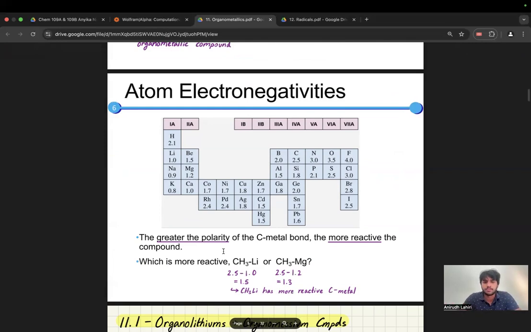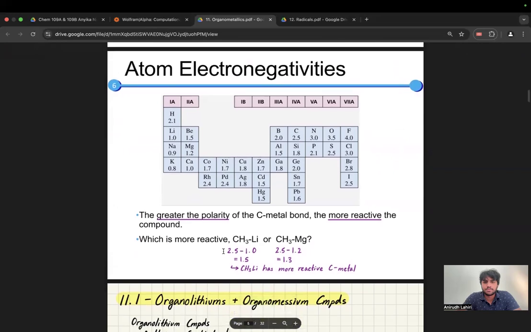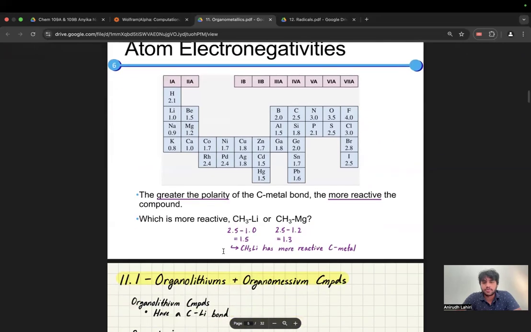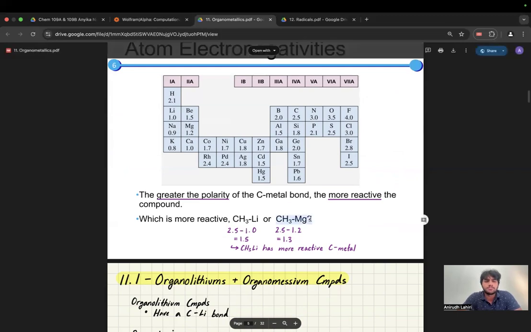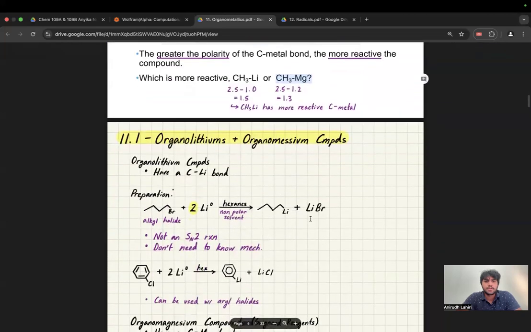It would be more electronegative, so it would be more reactive. So CH3Li has the more reactive carbon-metal bond when compared to CH3Mg. And you might be like, oh, isn't MgBr, Grignard's reagent, stronger? It is. We haven't added the Br yet, so don't worry about that yet.